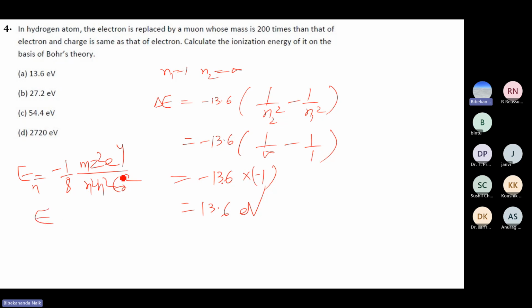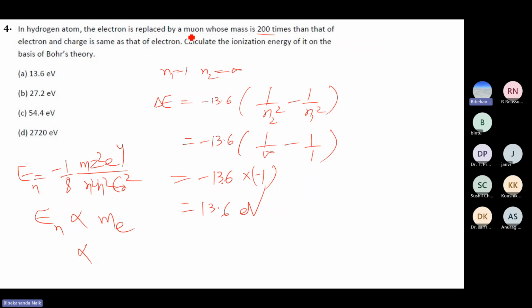So here only there is change in mass because charge is same, and all other parameters are same. For hydrogen atom Z equal to 1. For ionization, this n is irrelevant because we only need to find the total energy from n equal to 1 to n equals to infinity. So n is always 1 here for ionization case. So here the energy is directly proportional to the mass of electron.